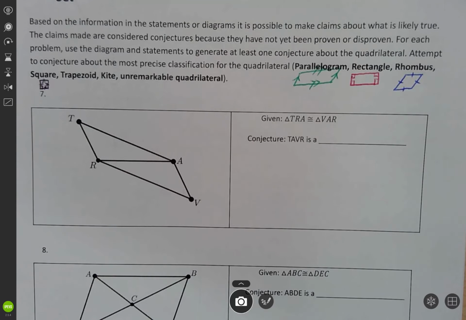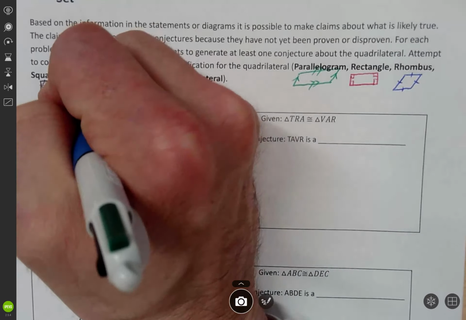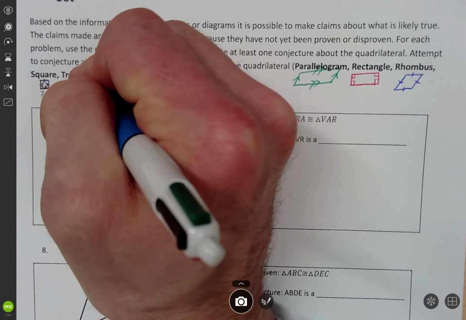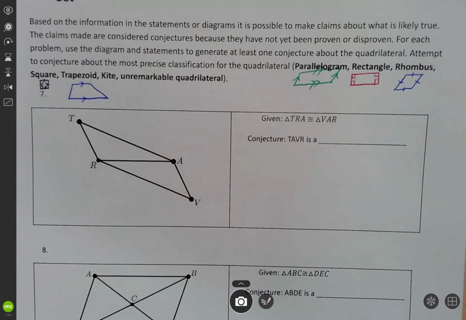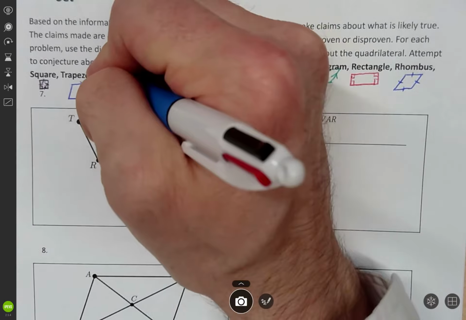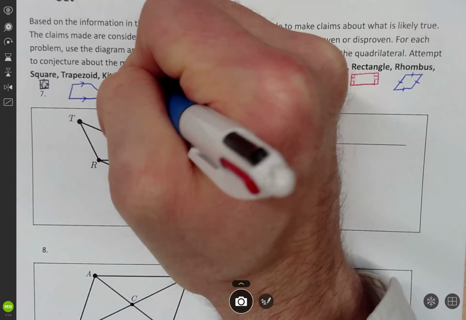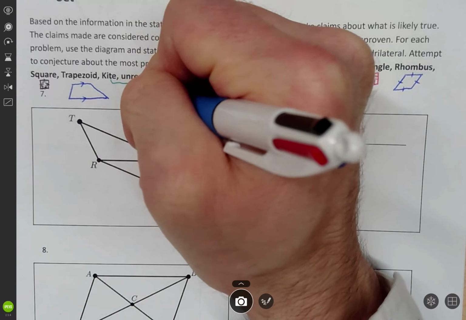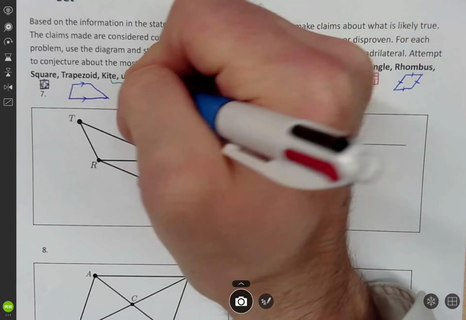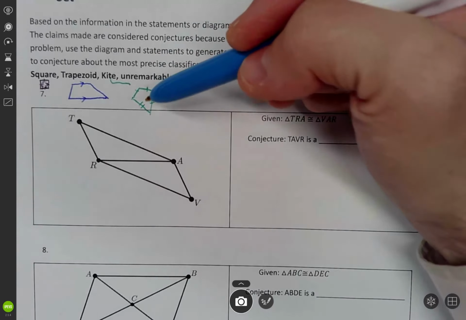The last 2, a trapezoid, has 1 pair of parallel sides. We often draw the parallel sides horizontally. They don't have to be. And the other 2 sides are not necessarily congruent. They're not parallel. That's a trapezoid. The kite has 2 pairs of congruent sides, but they're adjacent. So in a kite, you have 2 sides that are the same length, and then 2 other sides that are a different length. And they have 1 line of symmetry right down the middle here.